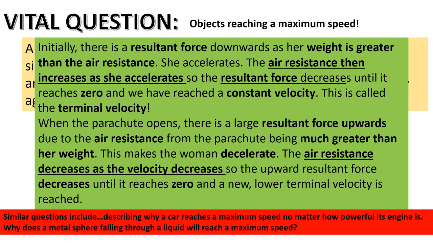It could also be about, as you see in red, why cars reach a maximum speed. And it's all about balanced and unbalanced forces. But use these words. If something's accelerating, there is a resultant force acting on it. And if it's going at a constant speed or stationary, the resultant force is zero. That's the kind of language we should be using.